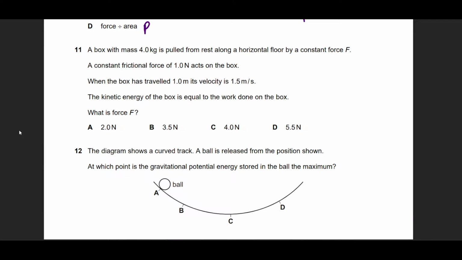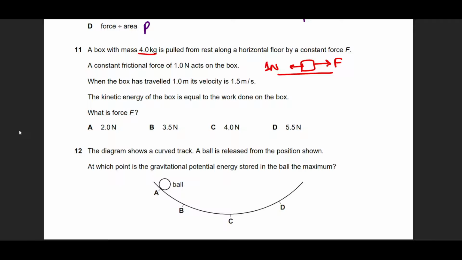Question number 11. This is from work, power, energy. Just a tricky question, but let's try to solve this. He says that there is a constant force F trying to drag this object in the forward direction, let's say, and the mass of the object is 4 kg. The constant friction force backwards is 1 Newton.